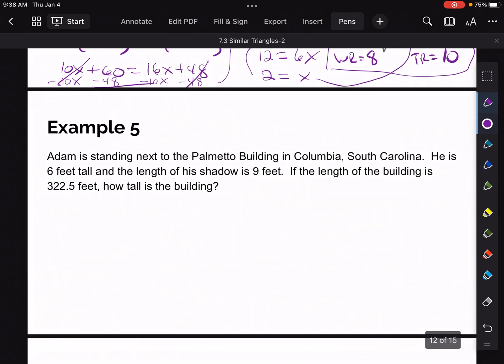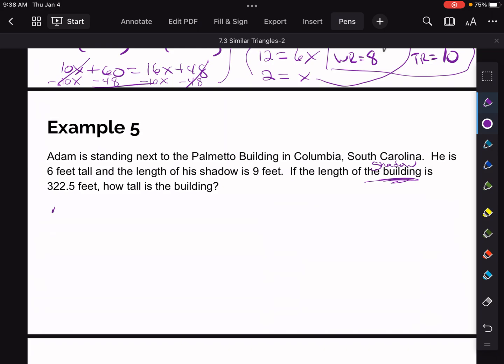Lastly here, kind of a cool problem for example 5. It says Adam is standing next to a building in Columbia, South Carolina. He's 6 feet tall and the length of his shadow is 9 feet. If the length of the building is 322.5 feet, how tall, the length of the building, oh, maybe this meant if the length of the shadow of the building is 322.5 feet, how tall is the building? Okay, because that's a typo, it should be the length of the shadow of the building, I think, that is 322.5 feet.